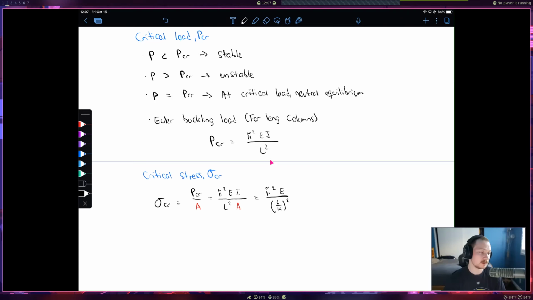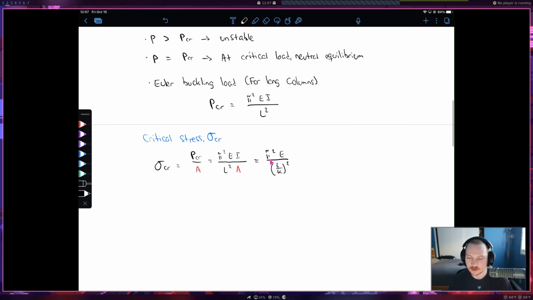Okay, so L divided by K is something called the slenderness ratio. So we'll talk about that in a second. It's a kind of geometric property. And K, that is the radius of gyration, which is also a geometric property. And basically, we just rewrote this equation. So K is I divided by A, or really K squared is I divided by A.